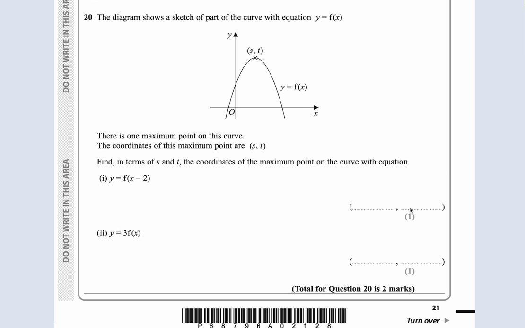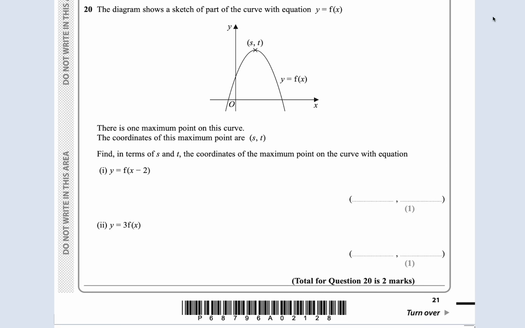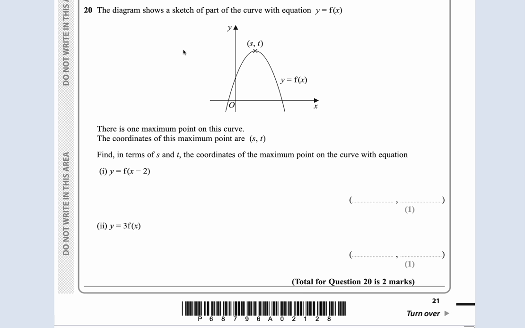Question 19, this is question 20. The diagram shows a sketch of part of this curve. Maximum point coordinates are S, T. Find in terms of S and T. Okay, this is important, guys. In terms of S and T, the coordinates of the maximum point with this equation.